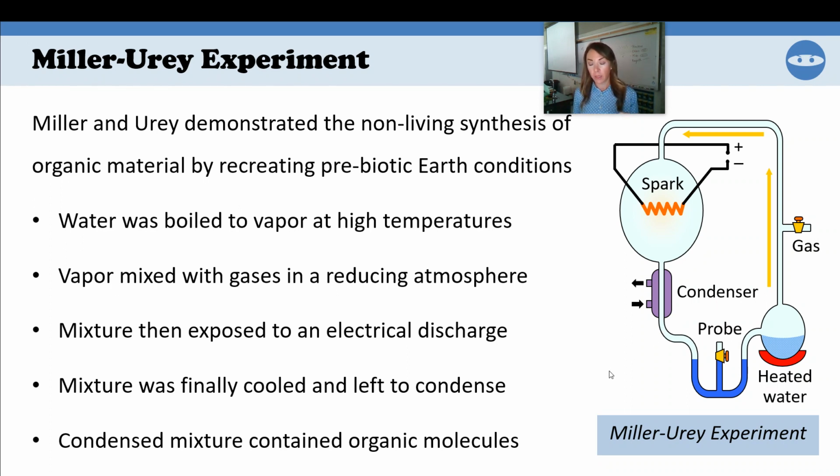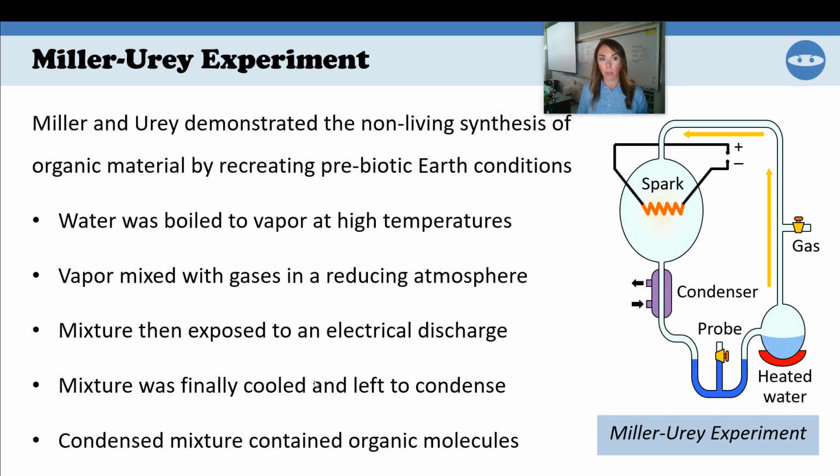And what he found is that by that happening, with all those monomers, those very simple compounds going up into the atmosphere with electricity, that condensed mixture contained organic molecules. So all of a sudden we're carbon-based. He was able to recreate that in a laboratory setting, trying to show what early Earth was like and some situations that might have occurred.